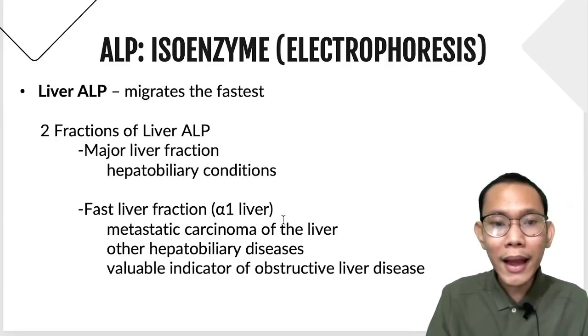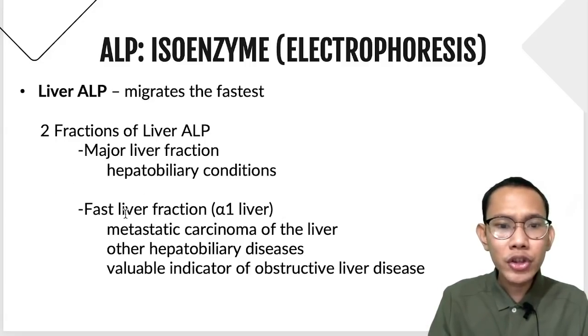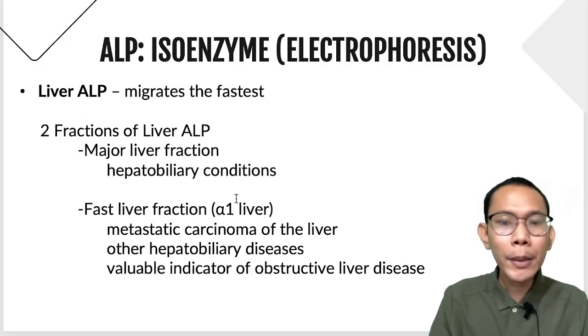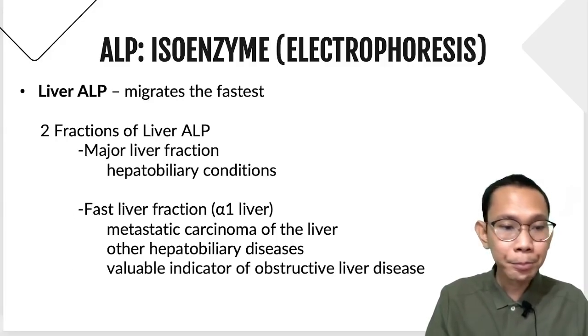So remember that ha. Again, paano natin ma-differentiate ang fast liver sa ating major liver? Yung fast liver is anodal to your major band. And your fast liver corresponds to your alpha 1 protein. So therefore, pag may peak doon, si fast liver fraction na yon. Okay?